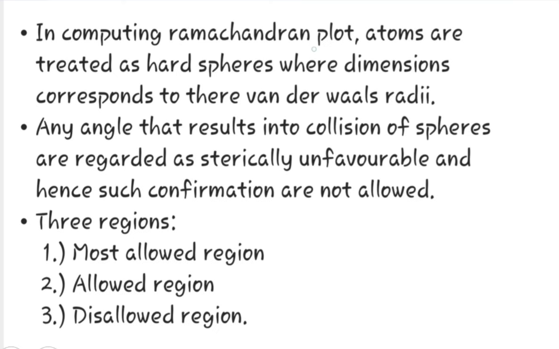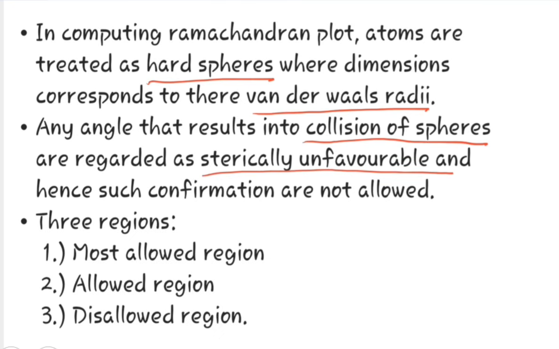In computing Ramachandran plot, atoms are treated as hard spheres where dimensions correspond to their van der Waals radii. Any angle that results into the collision of the spheres are regarded as sterically unfavorable, and hence such conformations are not allowed. Based on this principle, the graph is divided into 3 regions. First is the most allowed region, then second is allowed region, and the third is disallowed region.